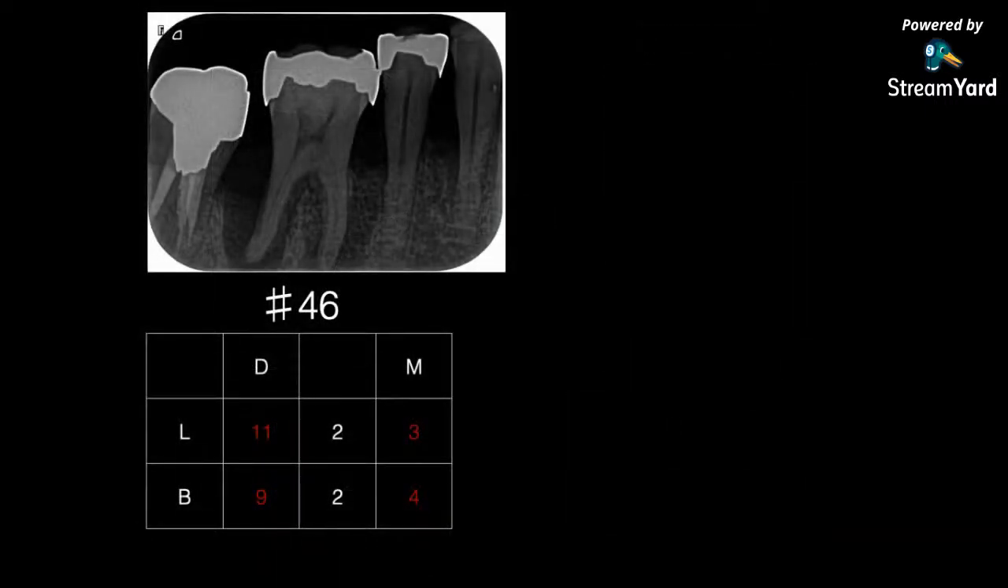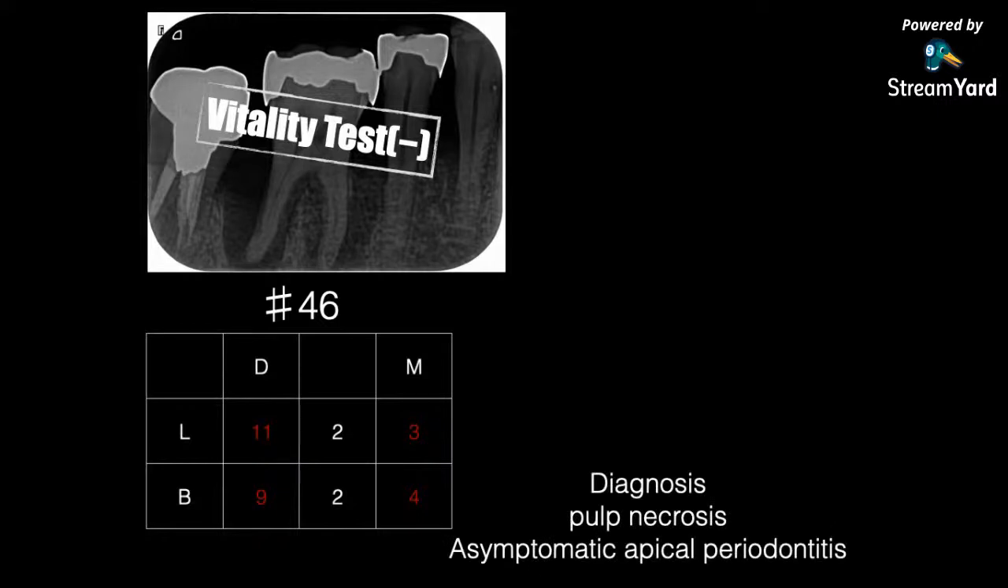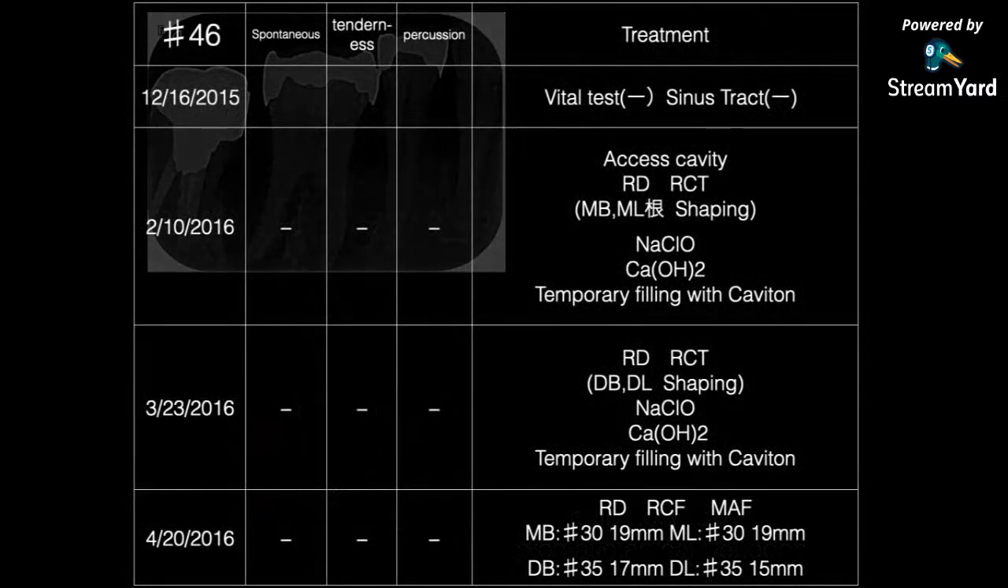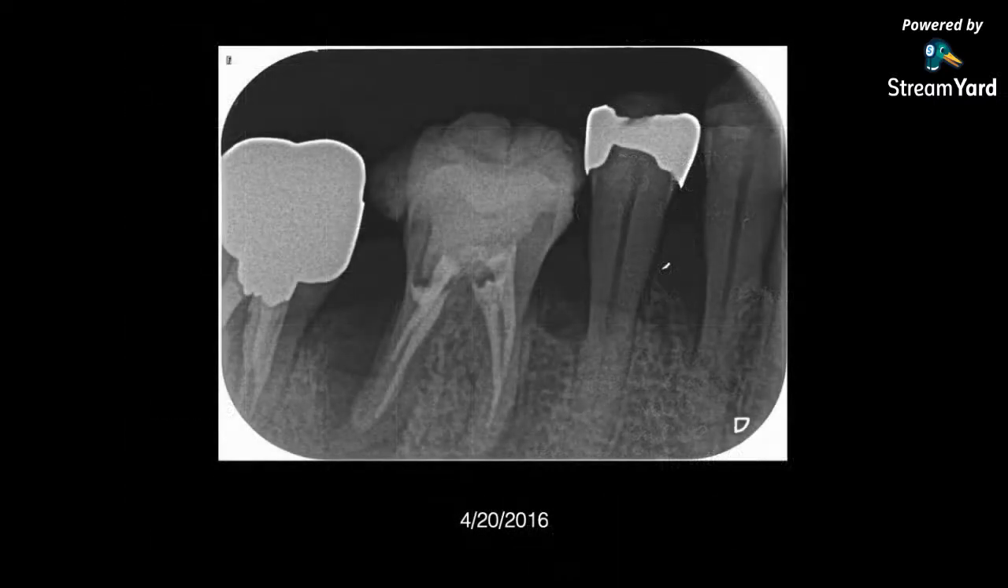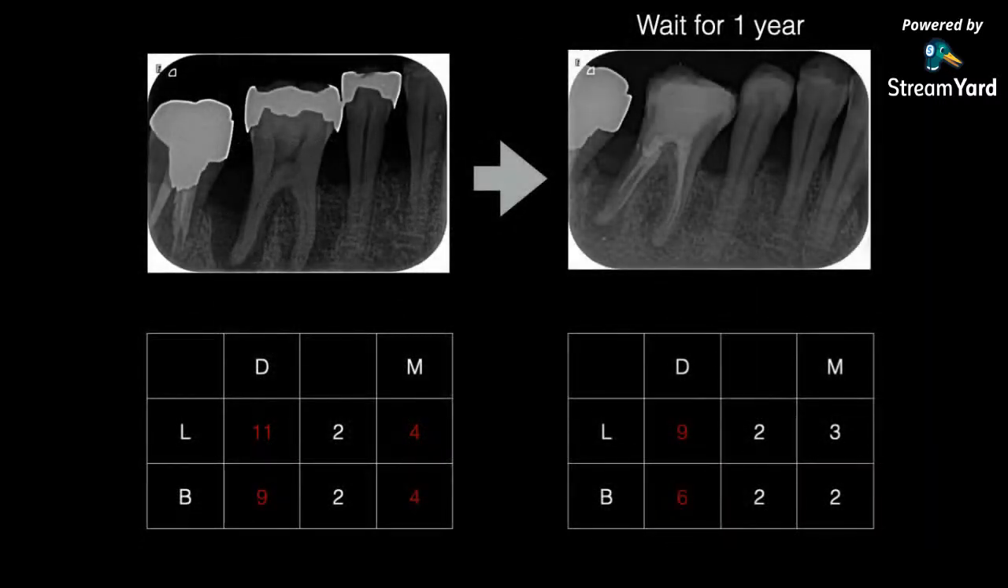And about a lower right molar, there was an 11 millimeter deep pocket. The vitality test was negative as well. So the diagnosis is necrosis as well, asymptomatic apical periodontitis. We did 4 endodontic sessions and filling like this. And this is the result at 1 year. We waited for 1 year, but this tooth still had a deep pocket, around 9 millimeters.